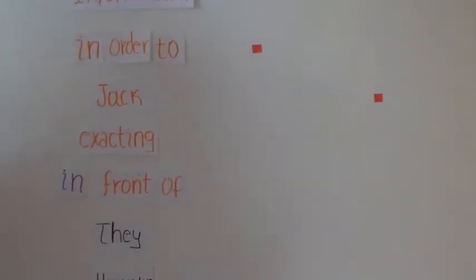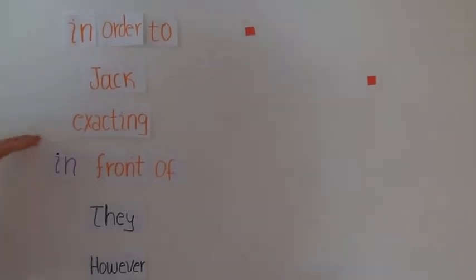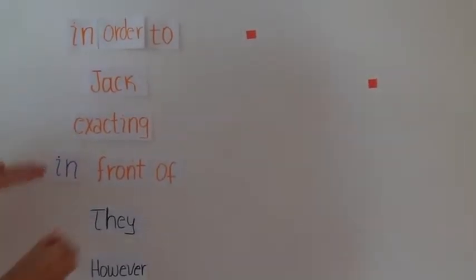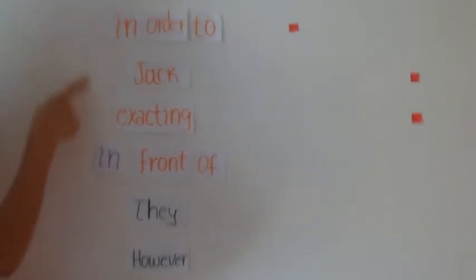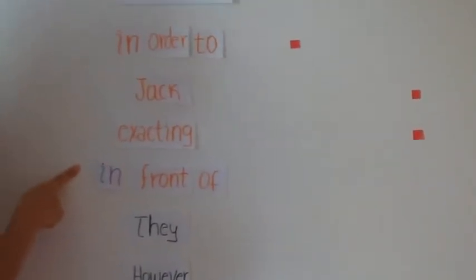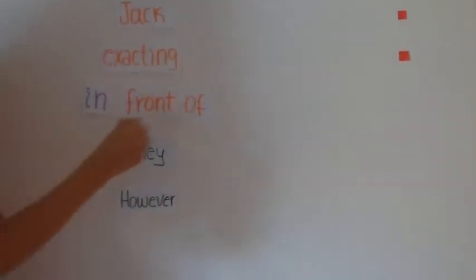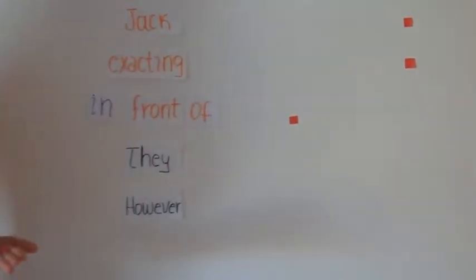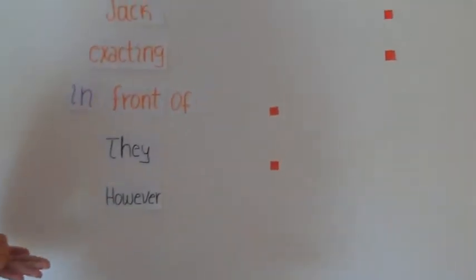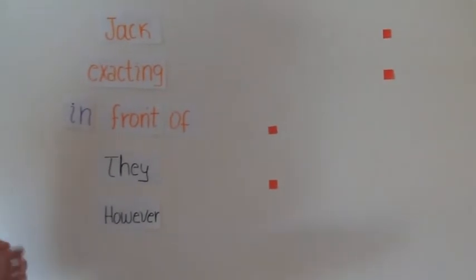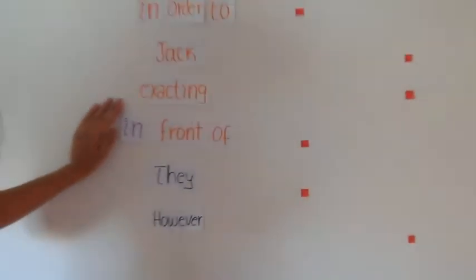The next word is exacting, and exacting is an adjective. All the adjectives belong to content words too. The next word is in front of, as in order to. It is a conjunction, and conjunction belongs to function words. The next word is they. They is a pronoun, and all the pronouns belong to function words too. And the last word is however, and however is a connector, and all the connectors, as I mentioned before, belong to content words. And this is the first exercise.